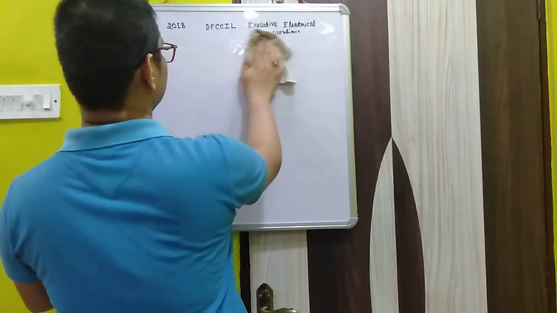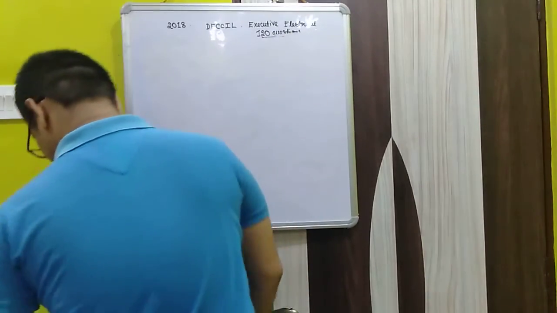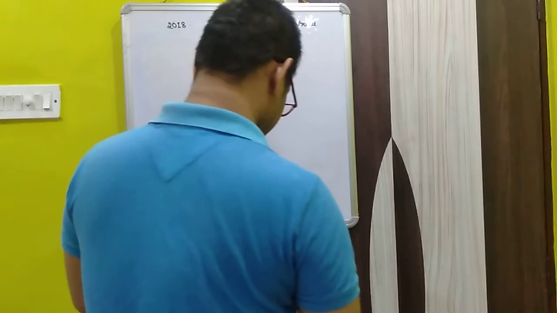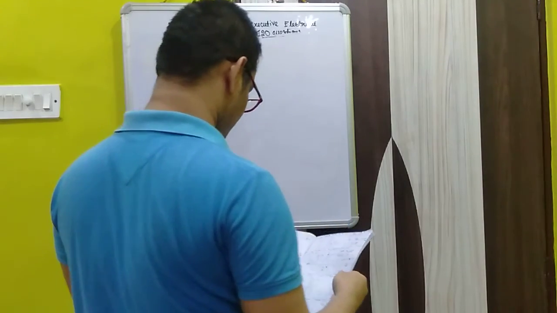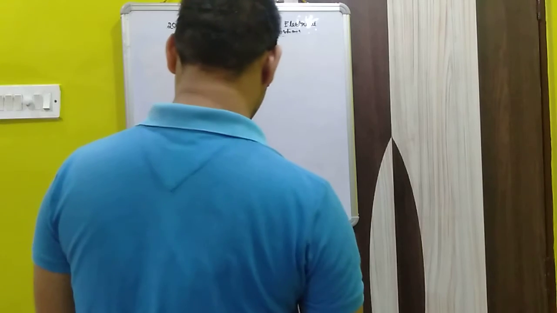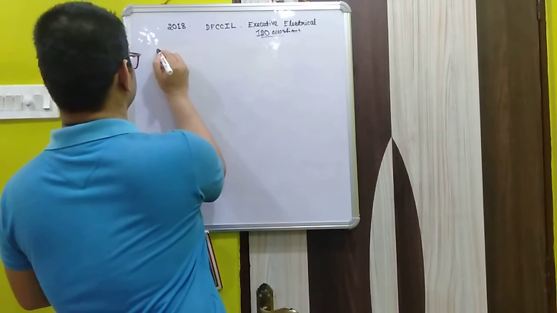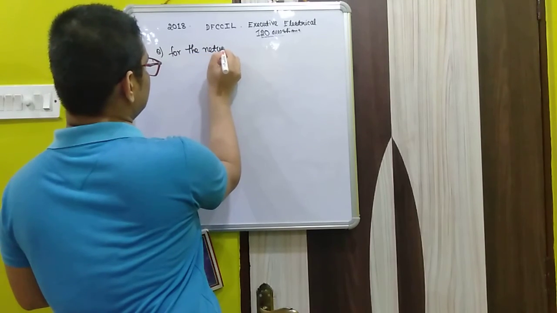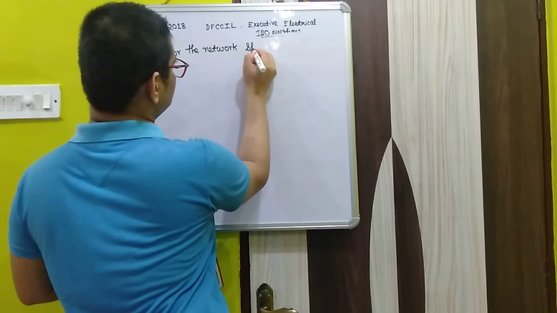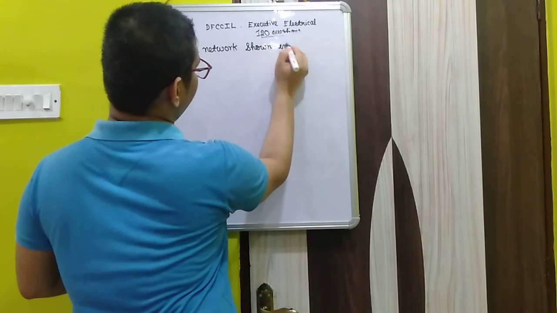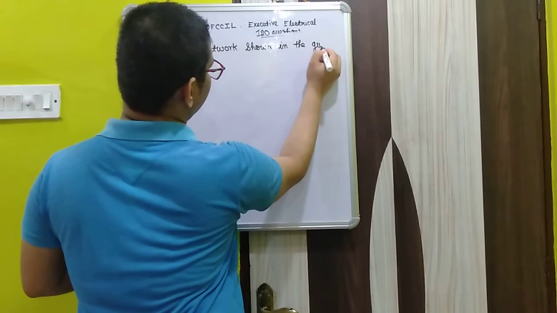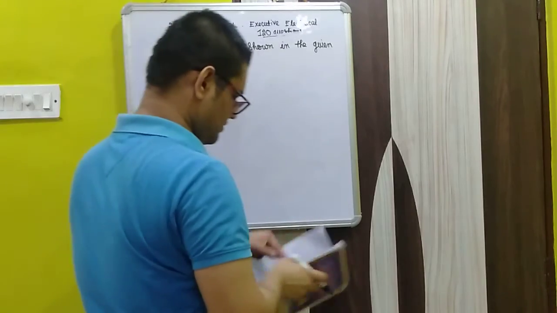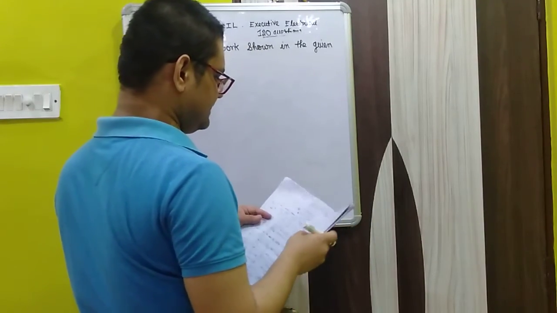So we go to the last numerical for today's session. We check another numerical which came in the freight corridor exam. That is, for the network shown in the given figure, calculate the effective resistance and the supply current.